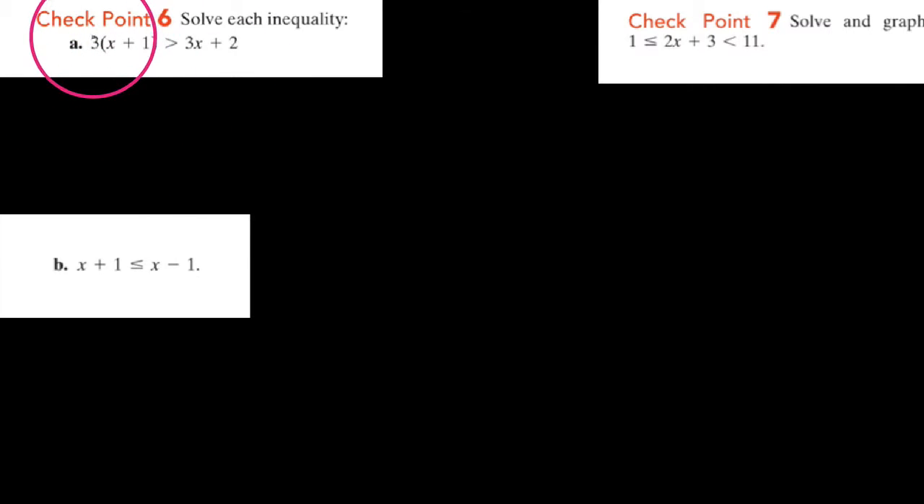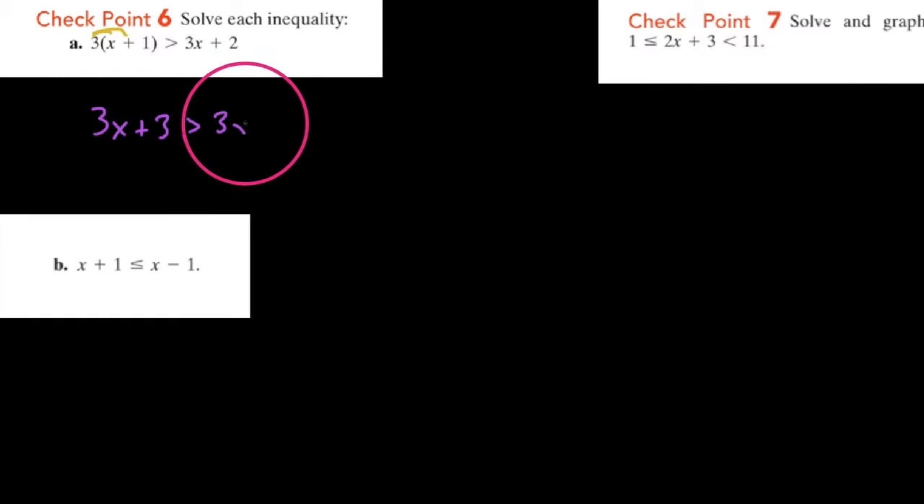When we look at this though, we need to simplify the left side. So it simplifies out to 3x plus 3 is greater than 3x plus 2. And really what I want you to understand here is, when will 3x plus 3 be greater than 3x plus 2? And for many instances, this is always going to be true. As a matter of fact, so many that we cannot list them all. So any number you plug in here, this is always going to be true.